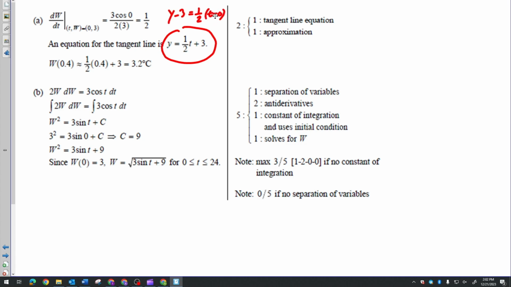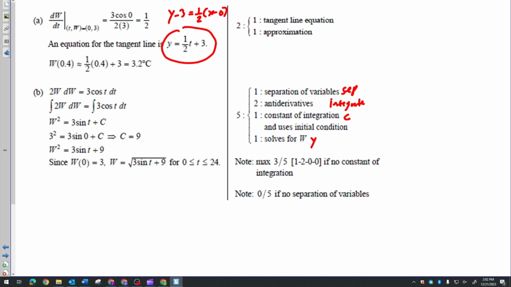If you had substituted the t for an x, very likely they would still count it right, as long as there's no x anywhere else. The second point would be if you got this 3.2 right. This one has degrees Celsius, but if they don't say write the units, you don't need to write the units. And then look at part B. Look at how your points are. First you separate, right? Then you integrate. This is solving for C, and this is solving for Y.